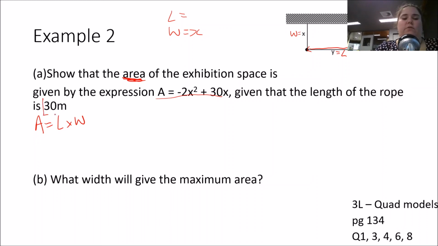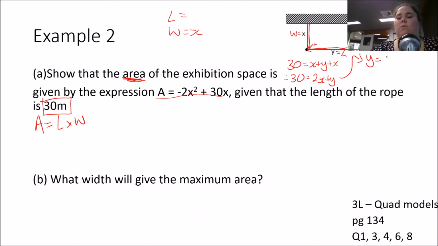Reading the question, the other bit of information I have is this 30 meters. So I know this length of rope is 30 meters. So that means this one plus this one plus this one is 30. So 30 equals x plus y plus x. Okay, so 30 equals 2x plus y. Okay, well now we have an x and a y in an equation, so we can make it so y equals 30 minus 2x. Because y equals my length, so there we go. Now I have it. So then the last step is to actually find that area equation.